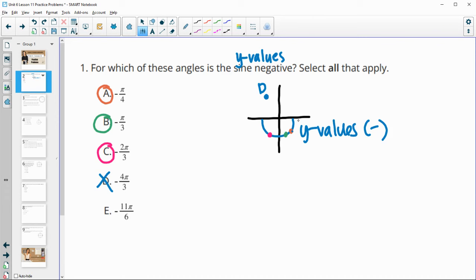Negative 11 pi over 6. So all the way around this way would be negative 12 pi over 6, okay, because 2 pi is equal to 12 pi over 6, since 12 divided by 6 is 2 pi. So all the way around clockwise would be negative 2 pi. So negative 11 pi over 6 is going to be right here, and that's going to be in our first quadrant, so that is going to have a positive sign.